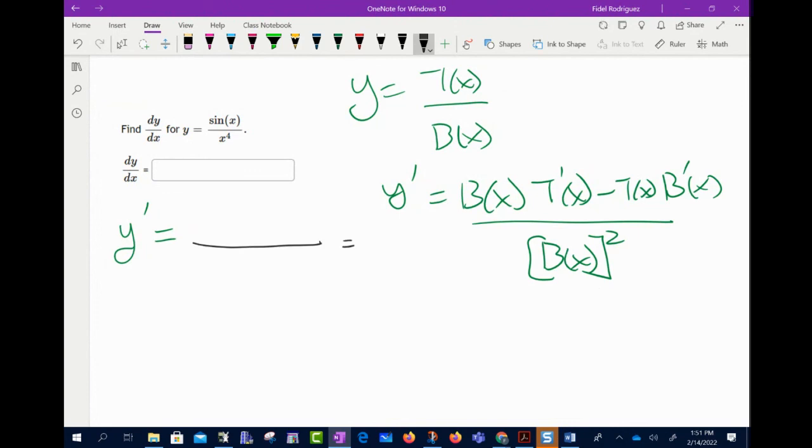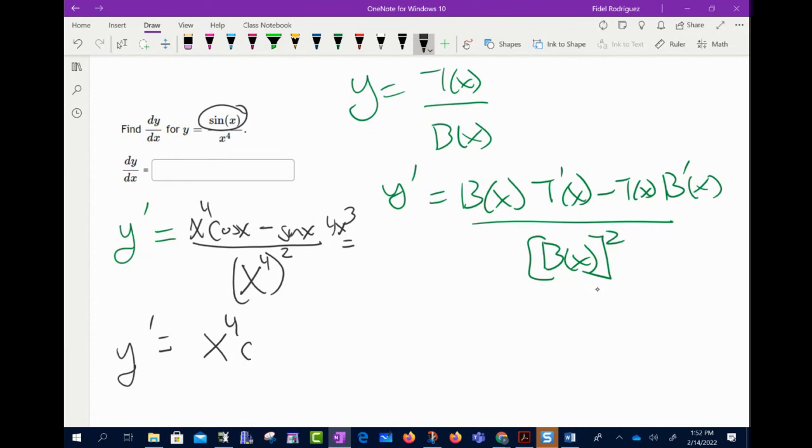Okay, let's take the derivative of this guy right here. What's the bottom? Anyone know? X to the fourth. Now we're going to take the derivative of sine. What's the derivative of sine? Cosine x. Minus the top, sine of x, times the derivative of the bottom. What's the derivative of x to the fourth? Anyone know? 4x to the third. All over the bottom function being what? There you go.